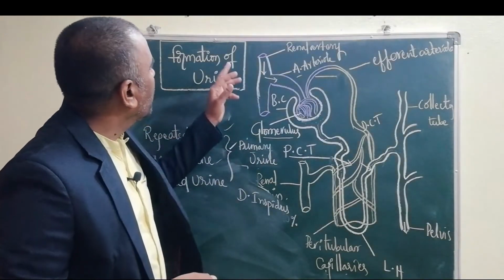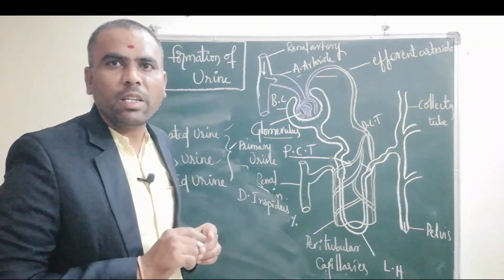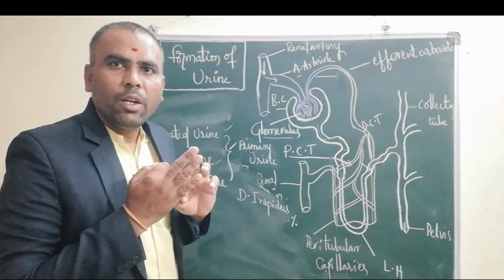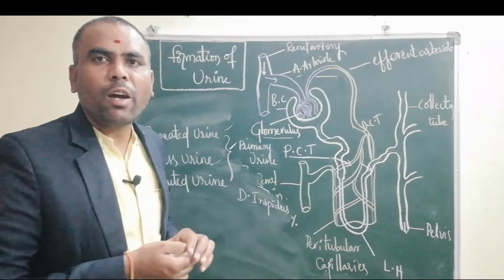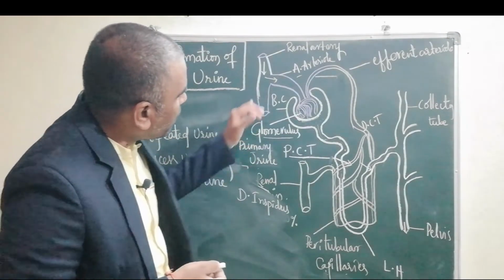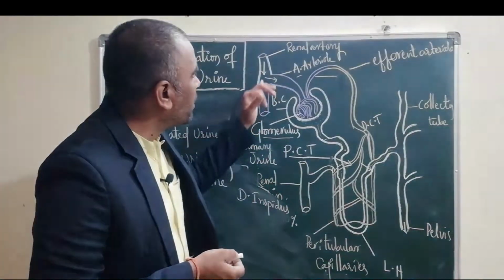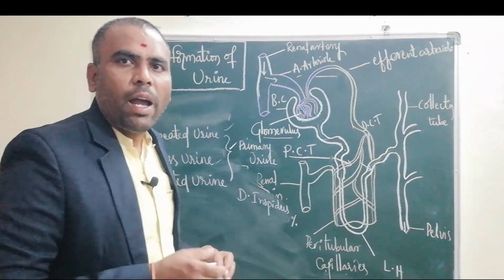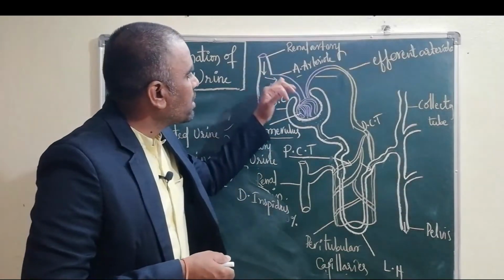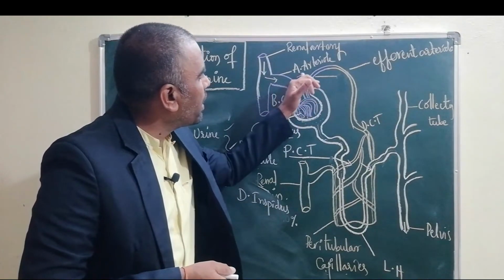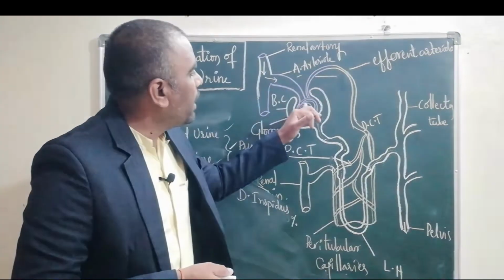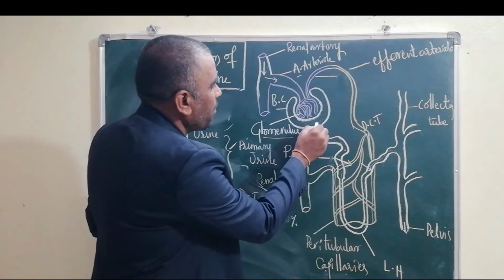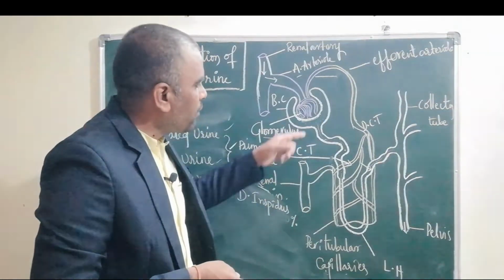Once again, the formation of urine involves four stages. One is glomerular filtration, second tubular reabsorption, third tubular secretion, and fourth formation of concentrated urine. First, glomerular filtration. The renal artery carries oxygenated blood along with wastages. It passes through the afferent arteriole, then enters the glomerulus, in which the process of filtration takes place. Then the primary urine enters the Bowman's capsule, which is equal to the blood.